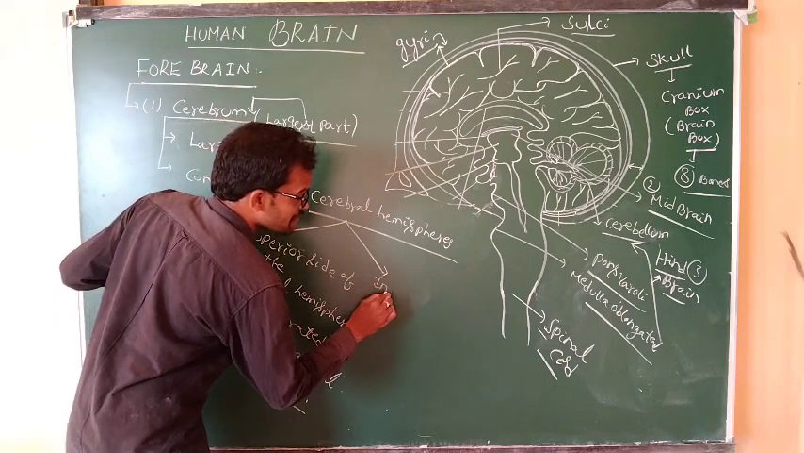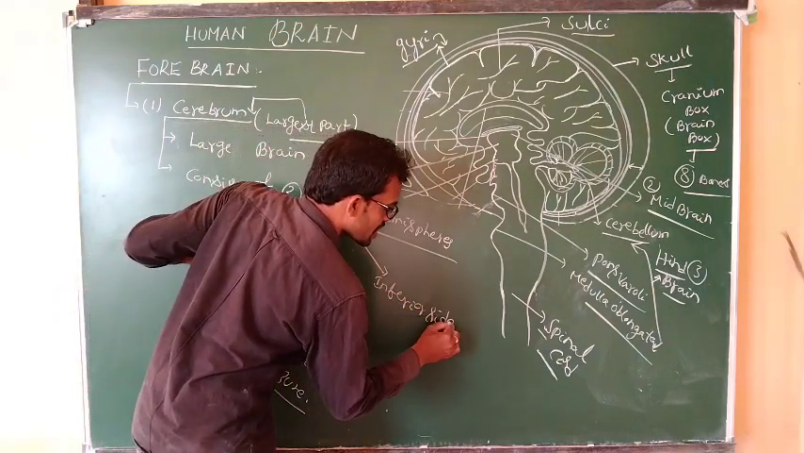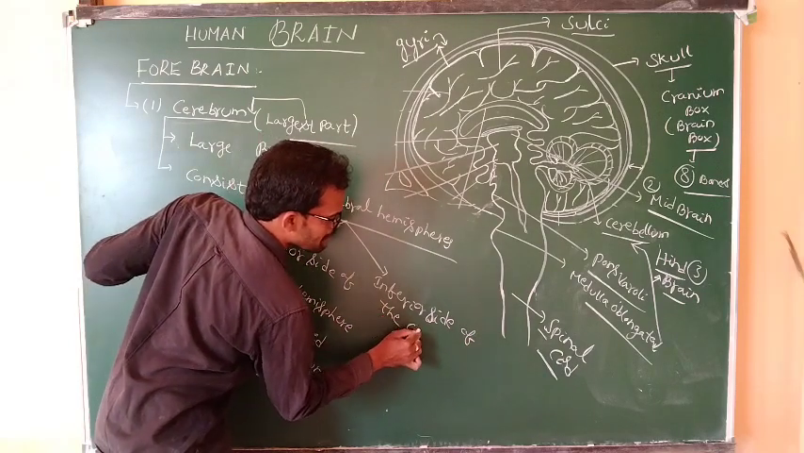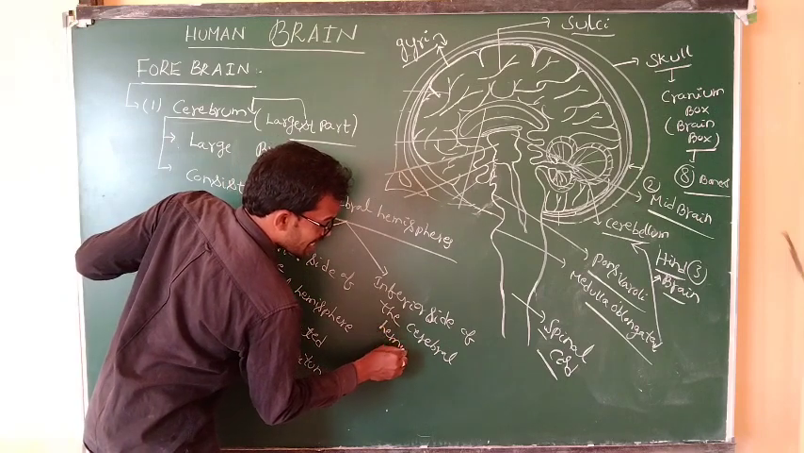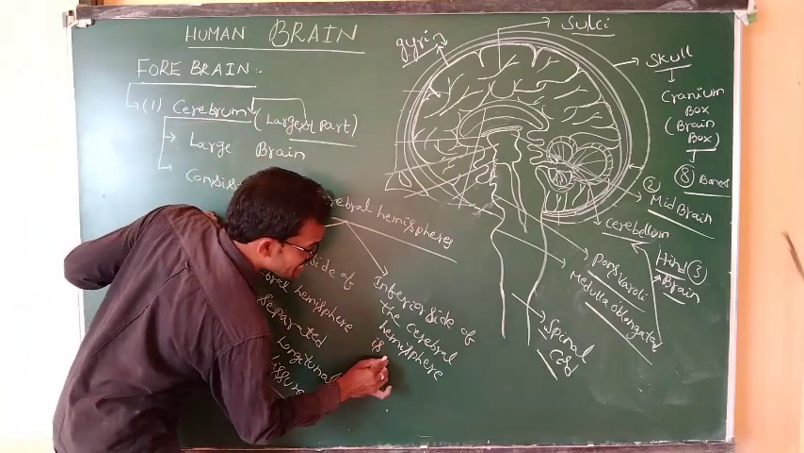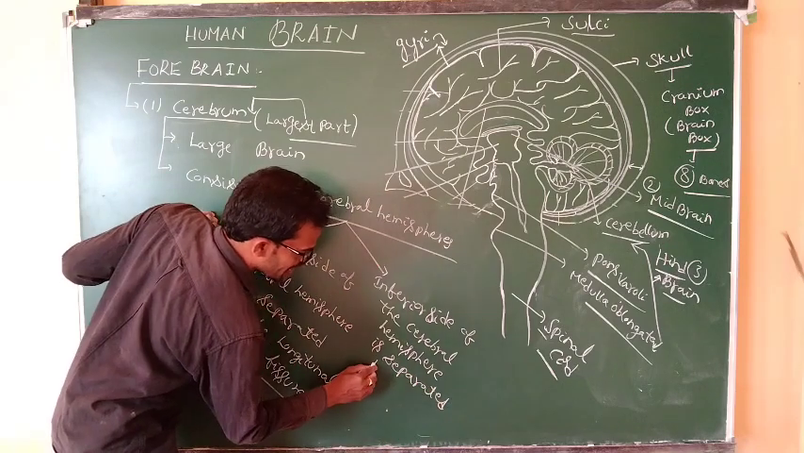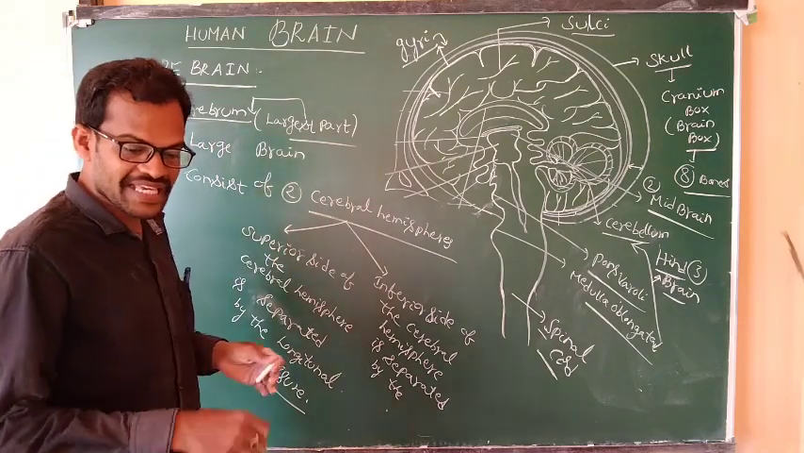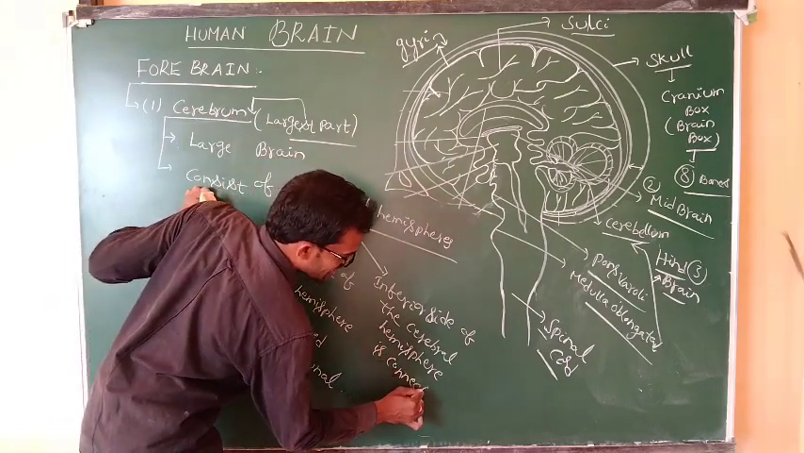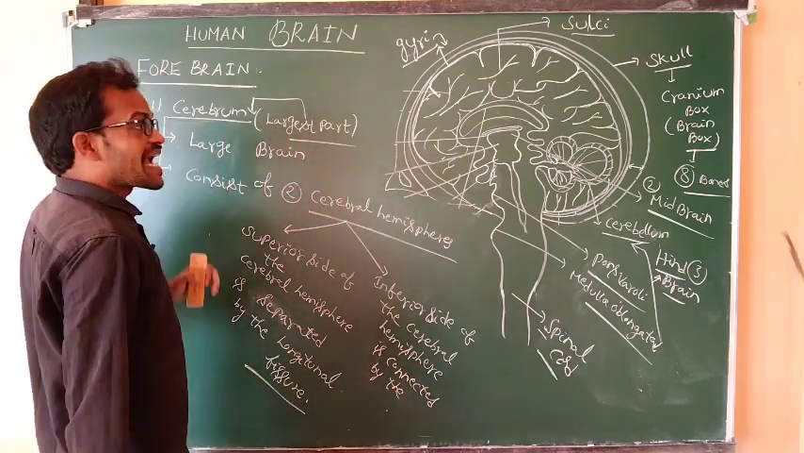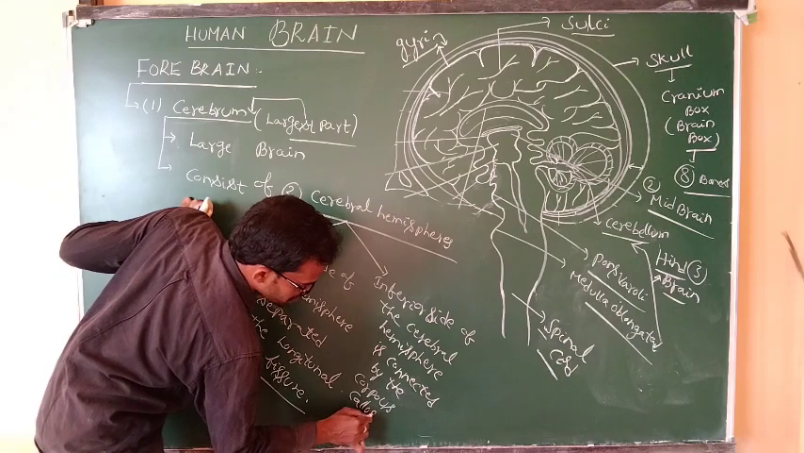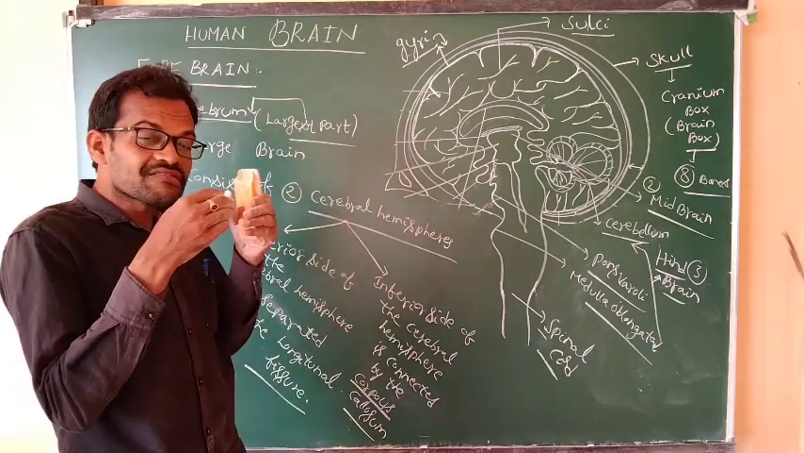The inferior side of the cerebral hemisphere is connected by the corpus callosum. The nerve cord is known as the corpus callosum.